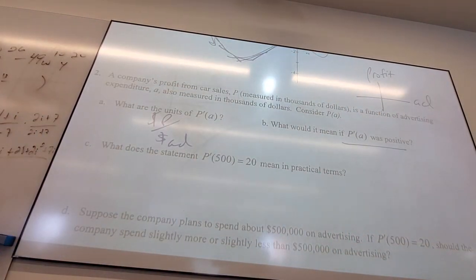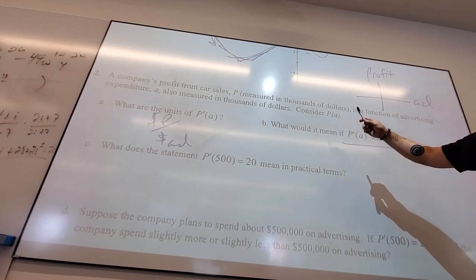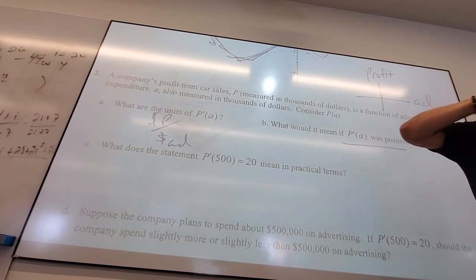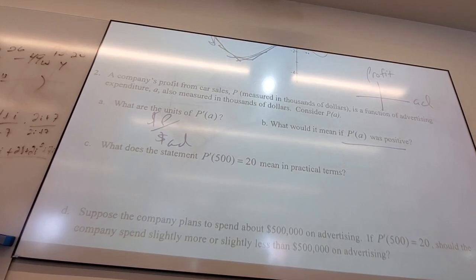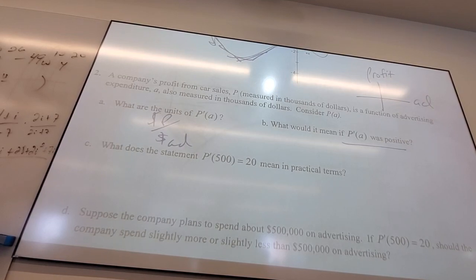Now, what does P prime mean? Sure. What's it mean? So, if the slope of a function is 2, if my x changes by 1, my y changes by 2. Good, so now we understand what P prime means. If I change the input by 1 unit, I'll change the output by whatever the value is, right? So what would it mean if it was positive?